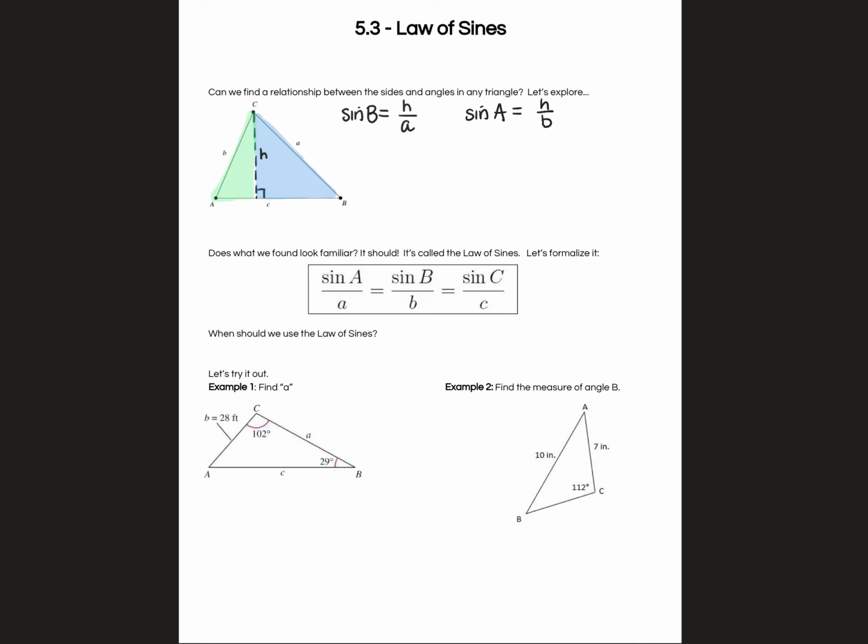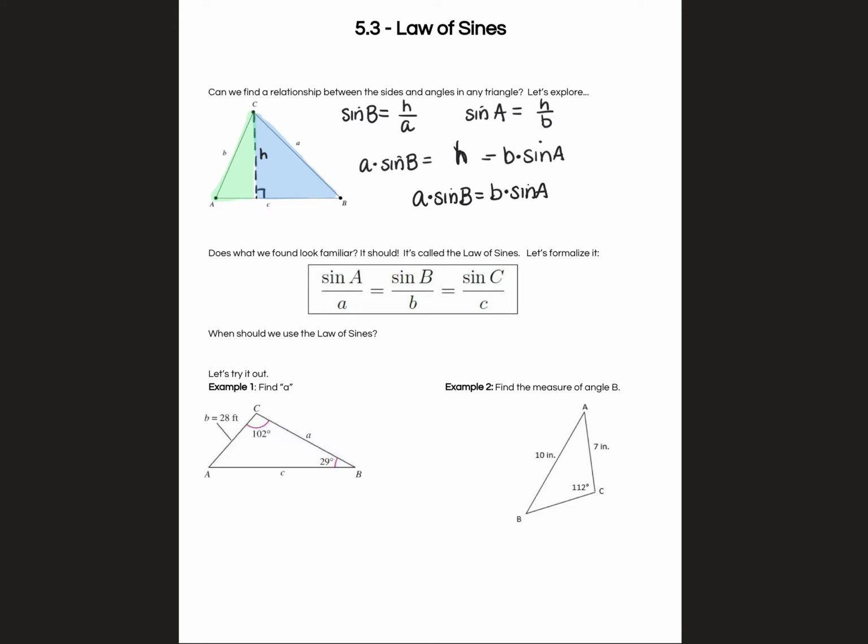Now, what if I solve both of those for H? In the first equation, I'm going to multiply both sides by A, so I get A times sine of B equals H. And then if I multiply both sides by B here, I get B times sine of A is also equal to H. So now I have two things that are equal to each other: A times sine of B equals B times sine of A.